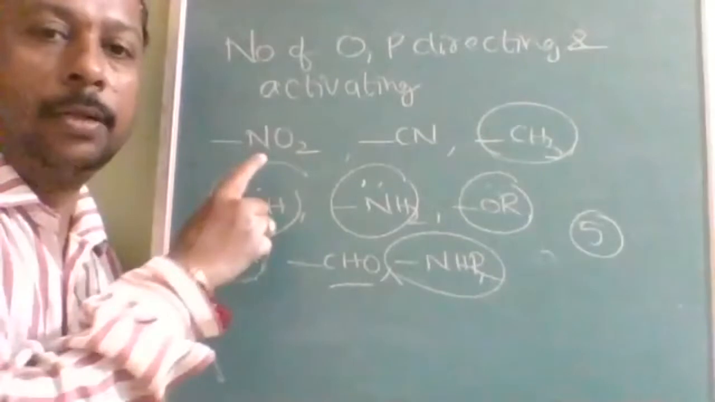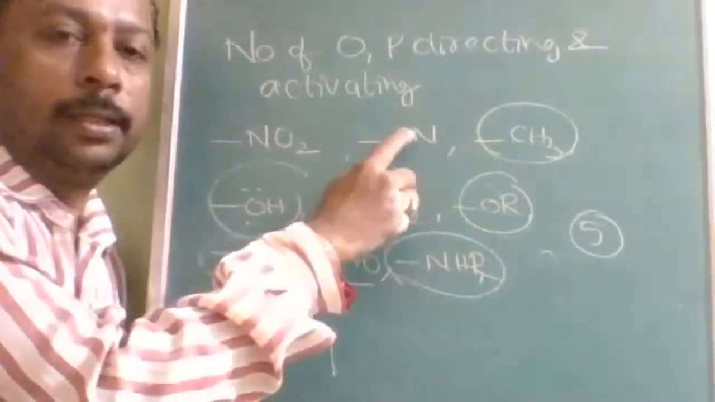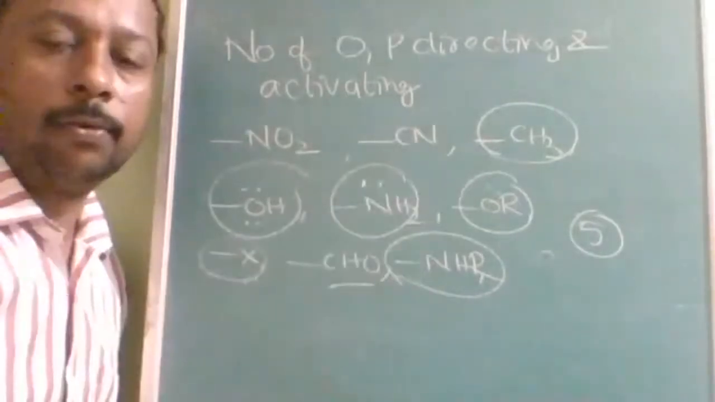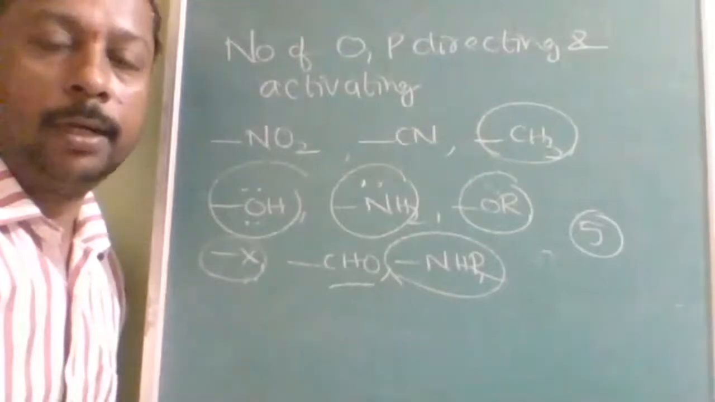Like NO2. Pi bond is there, therefore it is deactivating and meta directing. CN, pi bond is there, meta directing and deactivating. Like that, I have told you tricks in that lecture on how to identify OP directing and meta directing, activating or deactivating. If you want more information, then you can go to that lecture.